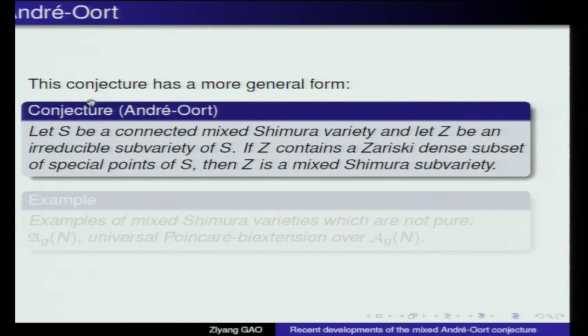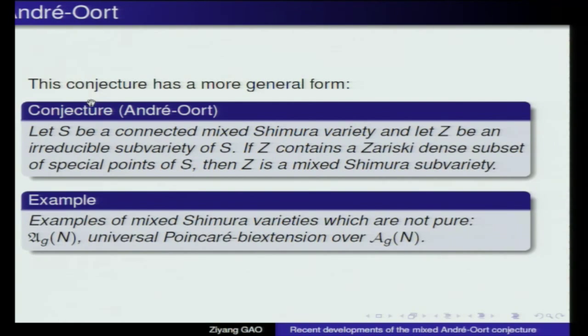This is the general form of this conjecture, and it's also a more economic way to state it. Let S be a connected mixed Shimura variety and Z an irreducible subvariety. If Z contains a Zariski dense subset of special points, then Z is a mixed Shimura variety. Before proceeding, I want to give some examples of mixed Shimura varieties which are not pure. The first example is what we talk about, the universal abelian variety. And the prototype will be this one, the universal Poincaré biextension over the moduli space.